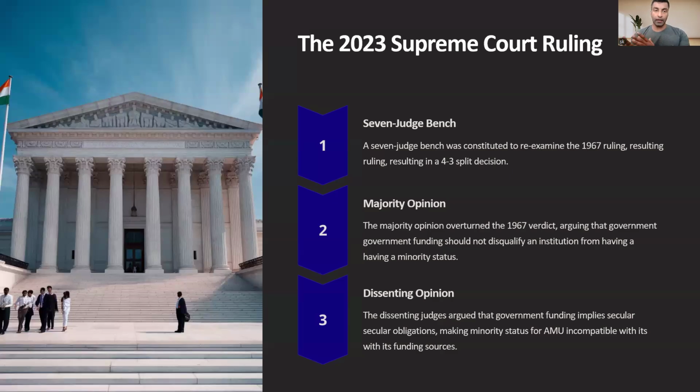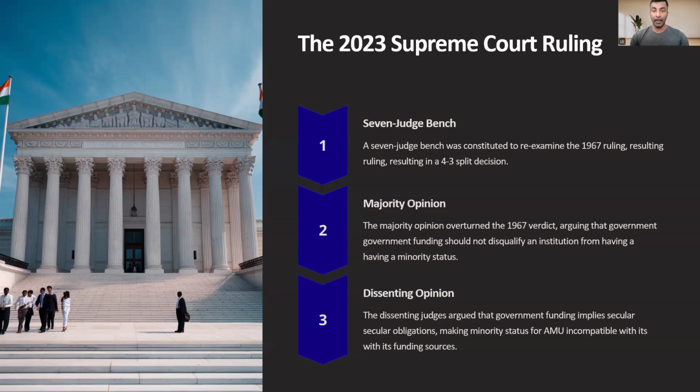The latest ruling by the Supreme Court is groundbreaking for several reasons. If you look at this, it's a larger bench, a seven-judge bench. A seven-judge bench was constituted to re-examine the 1967 ruling, which was a five-judge bench. Now the bench is split 4-3, and it has overturned the 1967 verdict. But it's a thin majority, right?